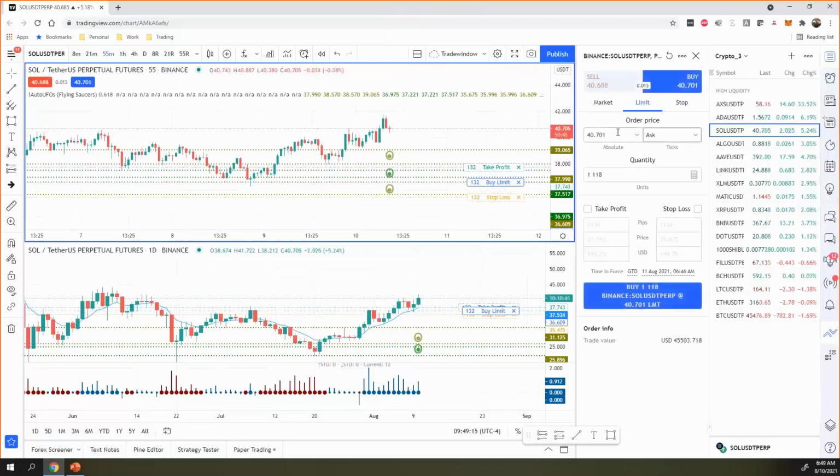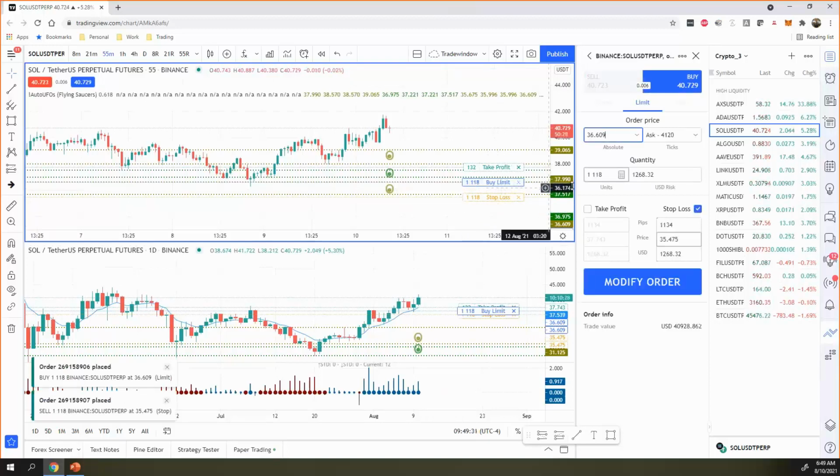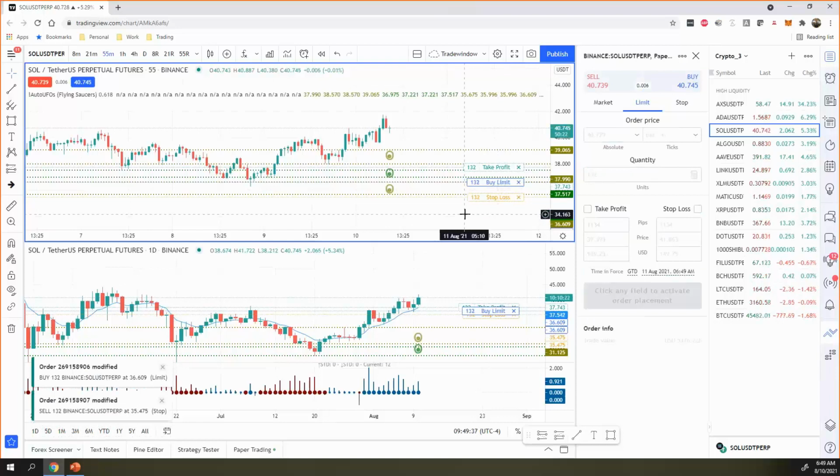I'm just going to go ahead and place the remainder of the trade, 36,609. Take profit, we're going to leave open. Stop loss is going to be the same. And that should be that. I think the sizing definitely got wrong here. Shouldn't be 1,100 units. It should have been another 132. There it is. All right.